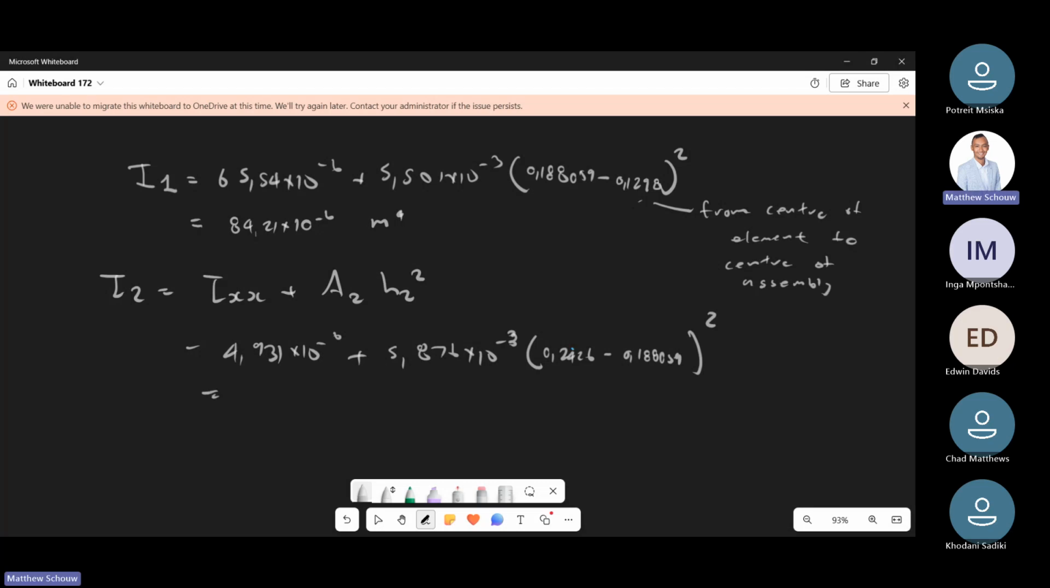Okay, can we get I2? All we have to do in the end is say the total IXX is basically the sum of I1 and I2. You just have to add them up.